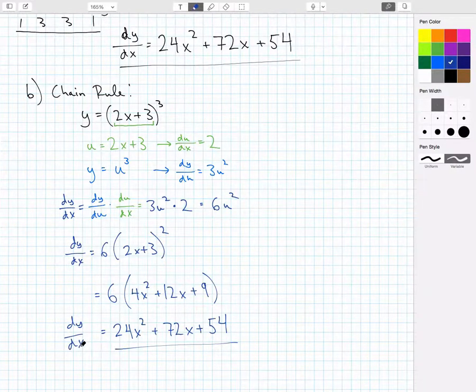Now, it's really up to you which example you think is easier or faster, but I would argue, even in this example with a low exponent, I think the chain rule is definitely a bit quicker. Now, if you were to raise that exponent up to something like 5 or 8 or 10 or more, the chain rule is going to be by far the easier choice for differentiating.